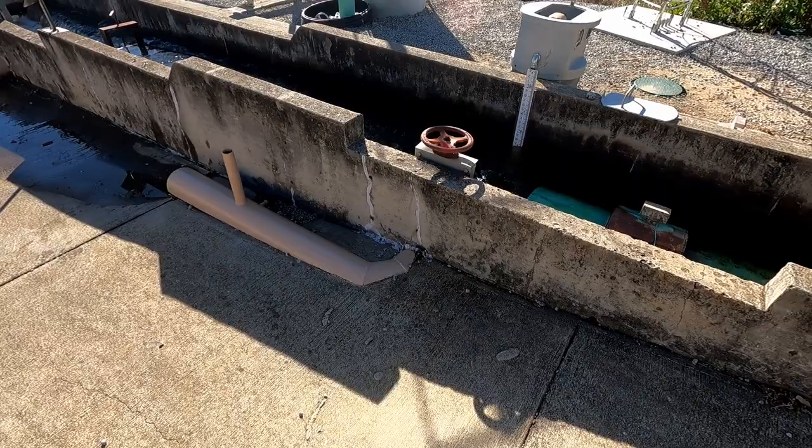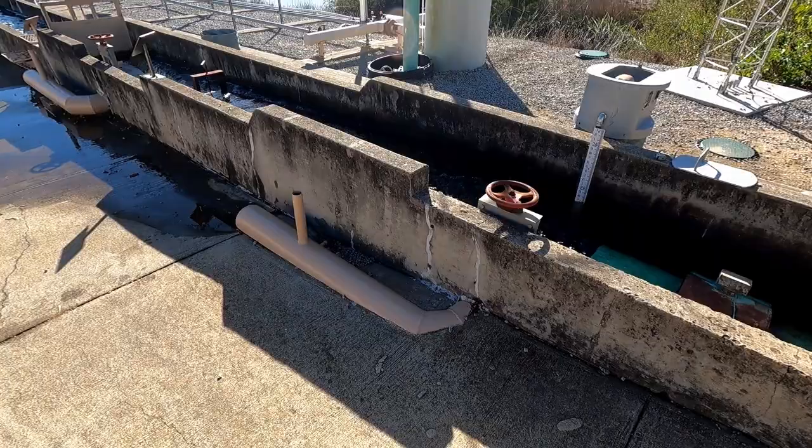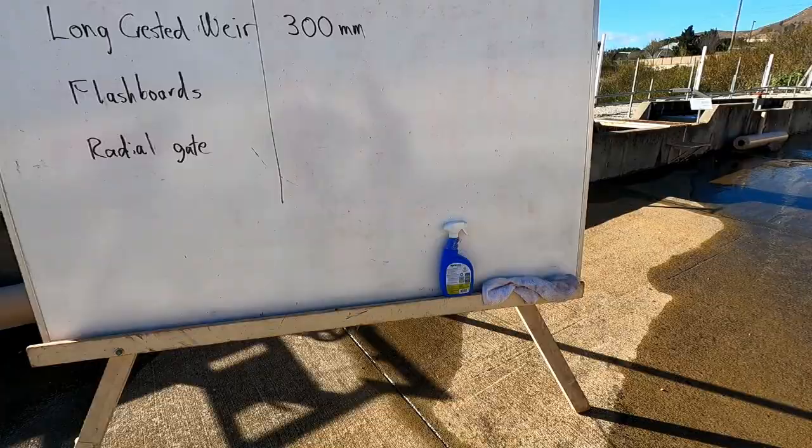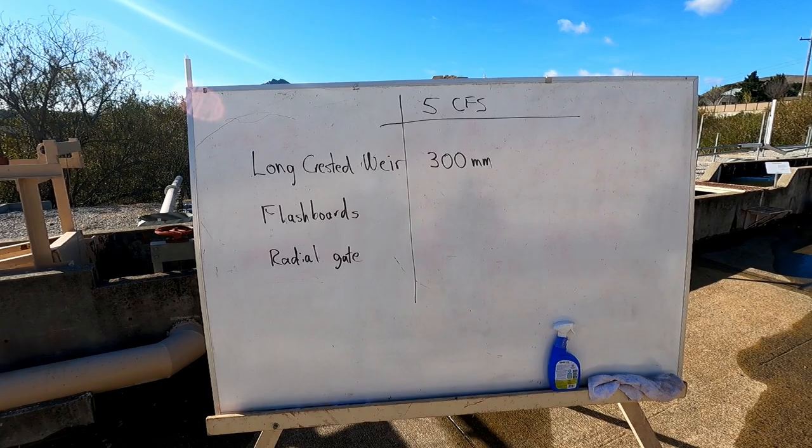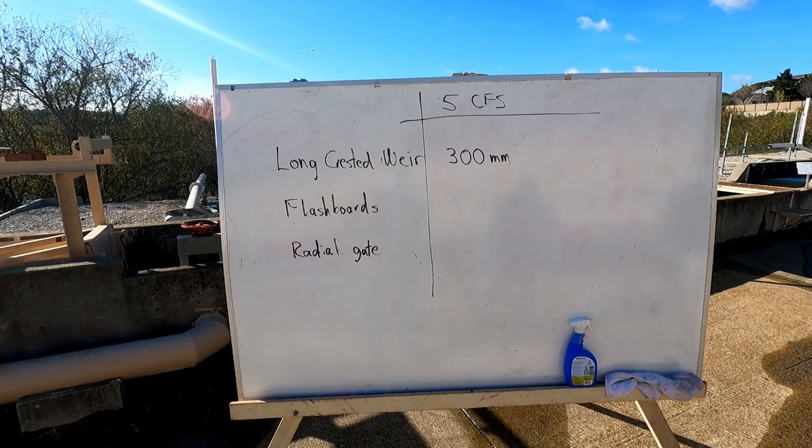We're at 5 CFS right now. Okay, we're at 5 cubic feet per second right now. So this is a 5 cfs flow rate here. Okay, what we have here is our very first reading. What Kyle did is he looked in the stilling well, just upstream of the long-crested weir, and he measured 300 millimeters.